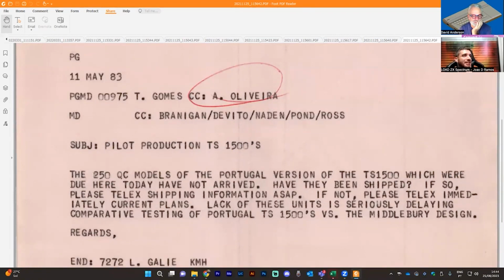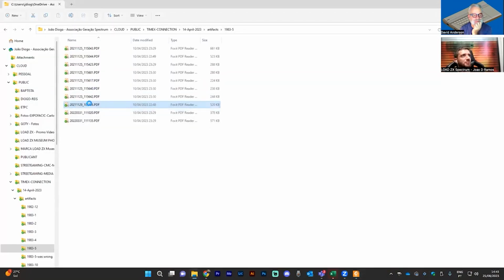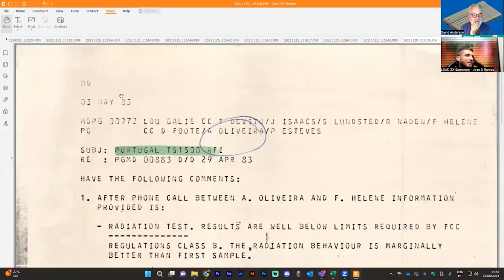So now they're saying probably they reduced the 500 to 250. So the 250 quality control models of the Portugal version, which were due here today, have not arrived. Have they been shipped? If so, please send us information. This is delaying the comparison of the two systems. And then Antonio is complaining: you only shipped 150 keyboards and cases, so we will ship those and then the other ones, but we could not meet the deadline. We'll send you what we got.